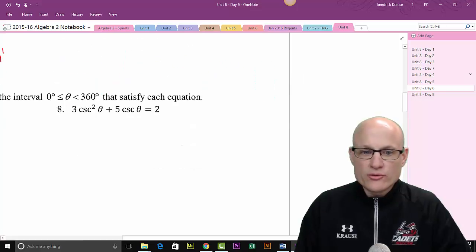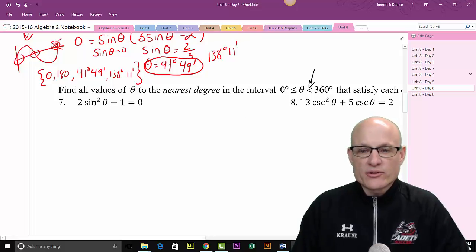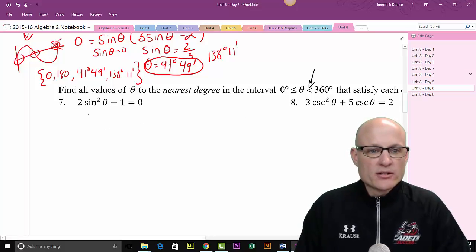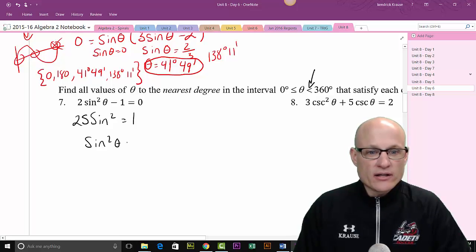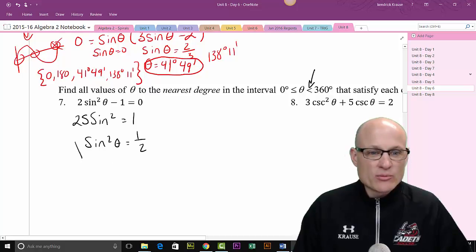Moving on to number 7. All right, let's see. Again, we're still not using 360. So let's see what we got here. Bring the 1 over. So I get 2 sine squared. I got 2 s's. You'll get over it. Equals 1. So now I'm going to do sine squared theta equals 1 over 2. Take the square root of both sides.